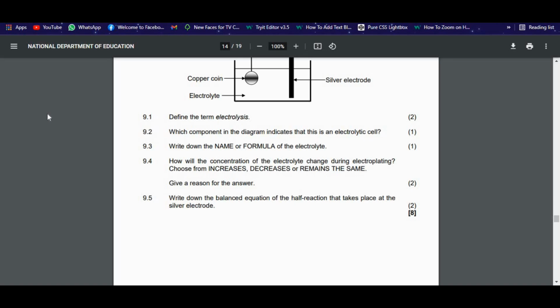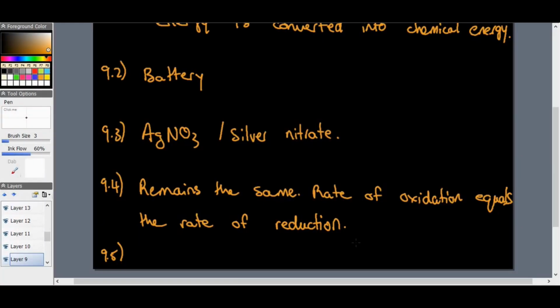Okay, 9.5, write down the balanced equation of the half reaction that takes place at the silver electrode. Okay, so obviously it's been oxidized. So we just go find the silver half reaction, and it's easiest, I think, to find it on table 4a, because reduction is usually further on top. There we go. But we're going to write it the oxidation way. Ag goes to Ag plus plus 1 electron there.